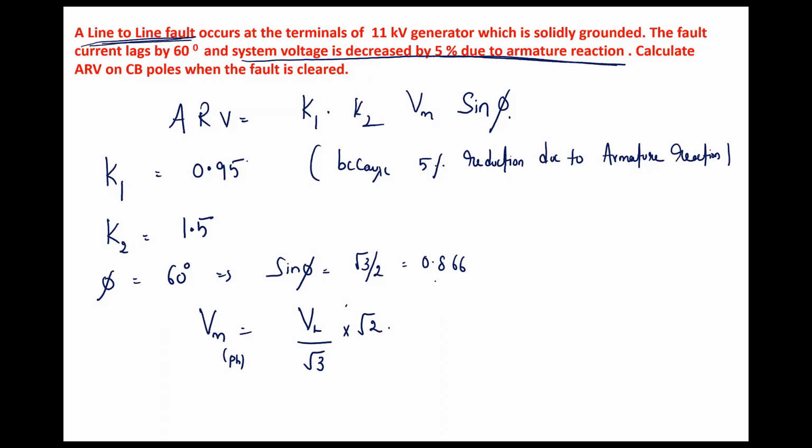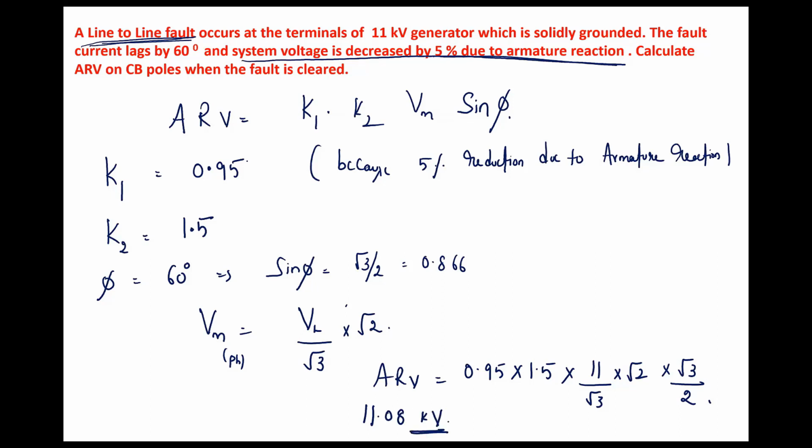So if you substitute all these values, your active recovery voltage will become how much? 0.95 into 1.5 into 11 divided by root 3 into root 2 into root 3 by 2. So if you do this calculation, you're going to get some value. Someone tell what is this value? Kilovolt. So this is the instantaneous active recovery voltage.